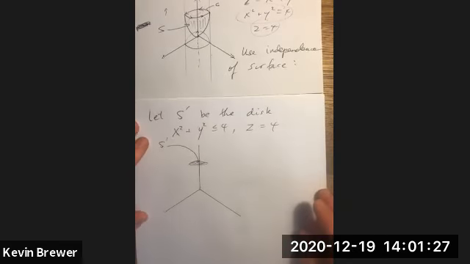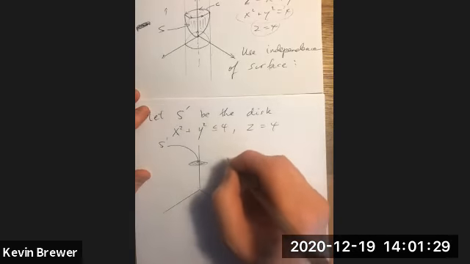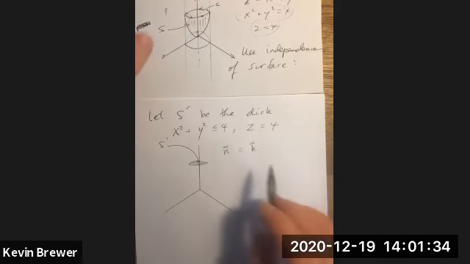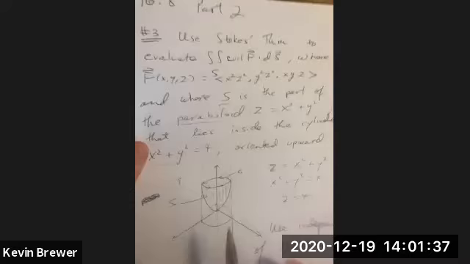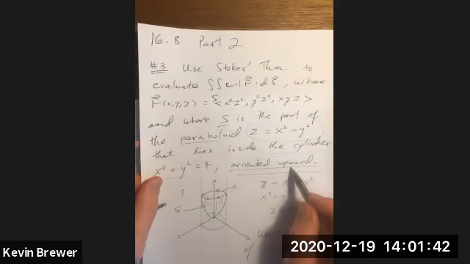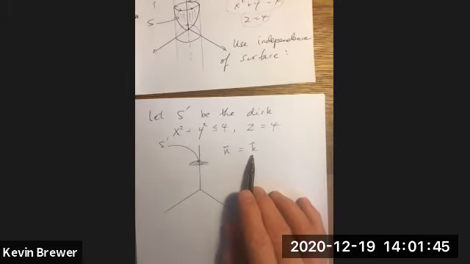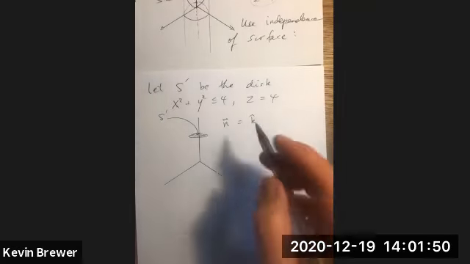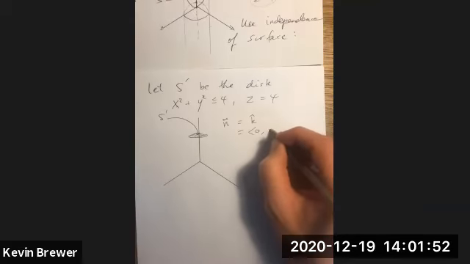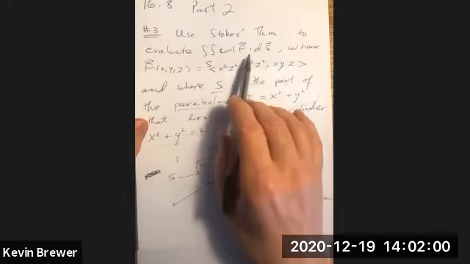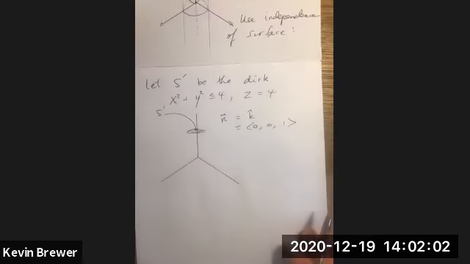And the advantage to working with S prime is that we know that n is now equal to k. We know that it's k and not negative k because the original orientation was upward. Had they said the original orientation was downward, then we would be using negative k here. So, of course, this is 0, 0, and 1. Now it's just a matter of going through and computing curl of F dot k dS.